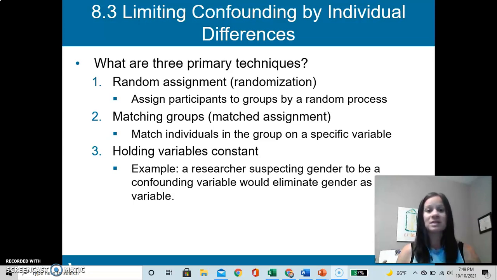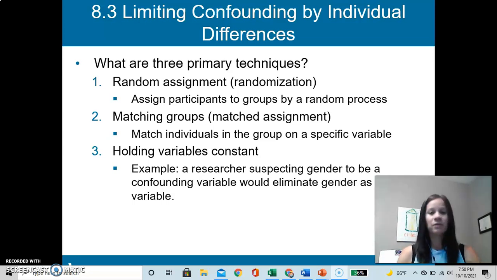Okay, or maybe let's say you want to match them on gender. Okay, so for every one female you put in one group, you're going to put the next female in the other group, or male in one, so you're trying to even them out. The other way you can do this is by holding variables constant. Okay, so sometimes it's important just to try and weed out everything. So in this case, an example is maybe you suspect that gender could be a confounding variable, and therefore you just eliminate gender as a variable and you just choose to accept females, males, non-binary, whatever you choose at the moment.